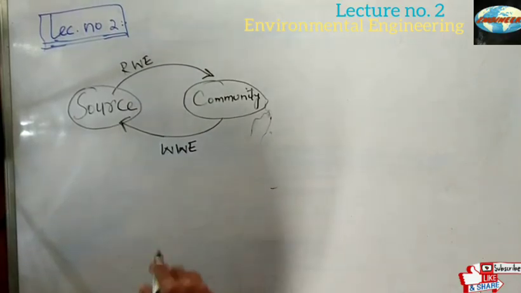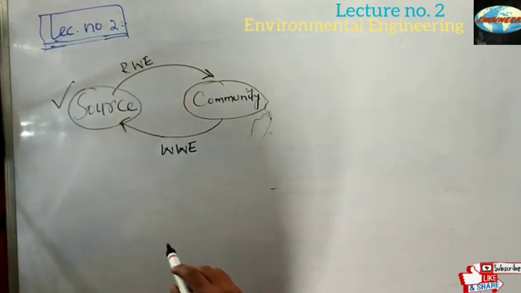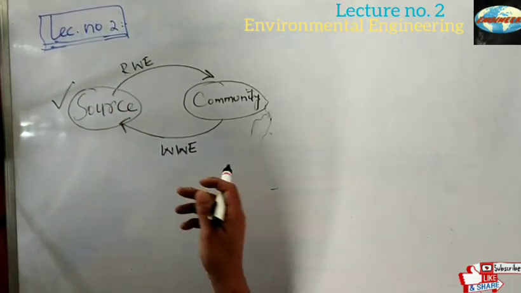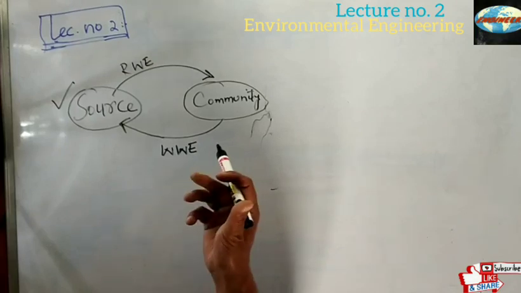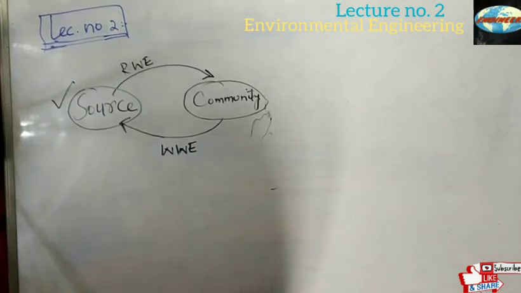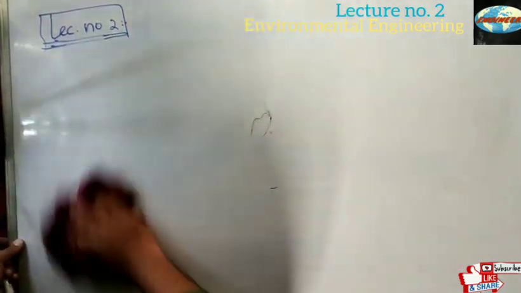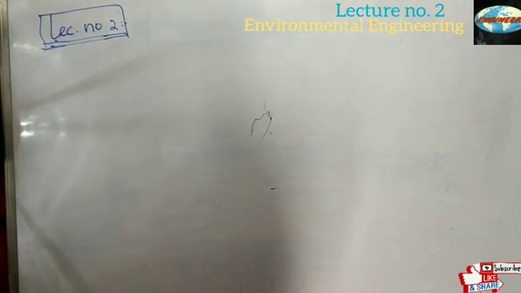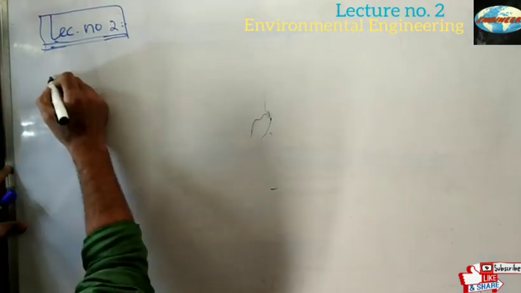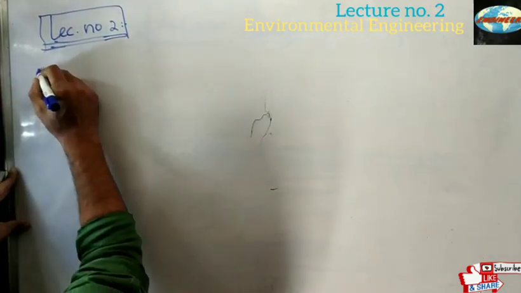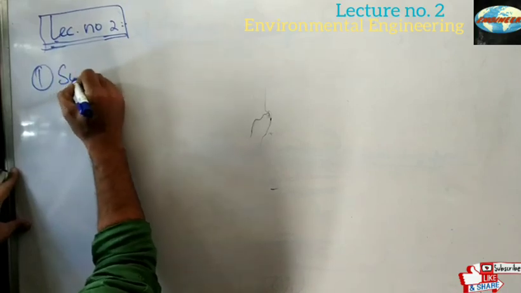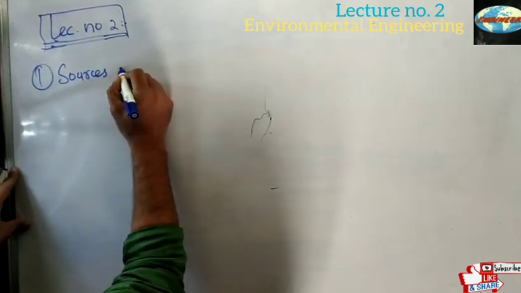Now today we are going to take up sources. As I had already mentioned, sources are of two types. We have subsurface sources and we have surface sources. Today we'll be discussing some of the geological formations, which are the subsurface sources. So guys, today we are going to discuss subsurface sources of water. Let me mention it over here. Topic is sources of water.